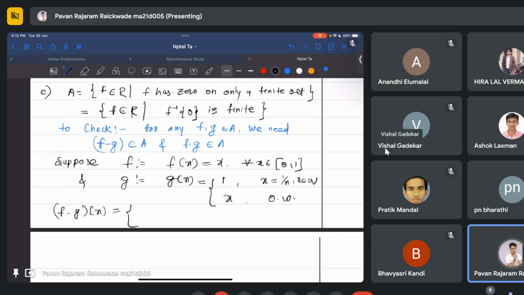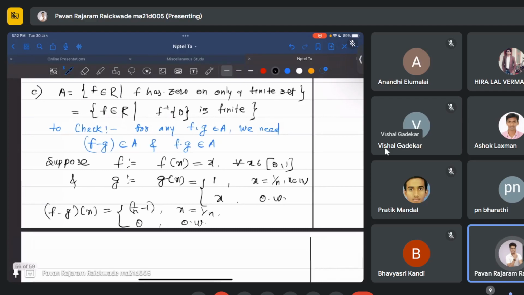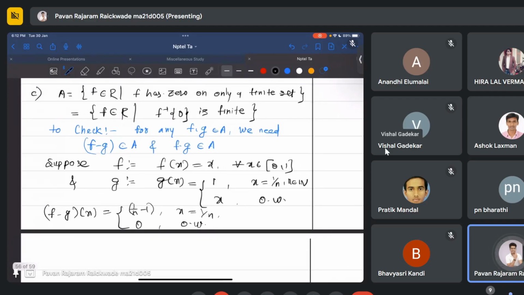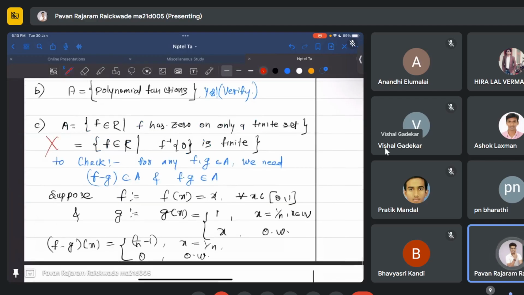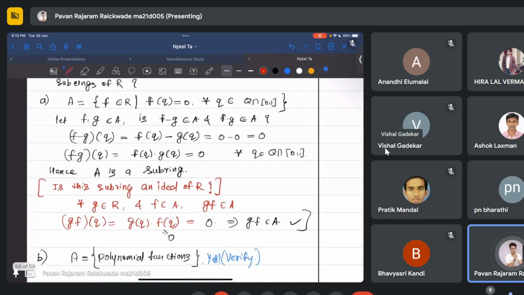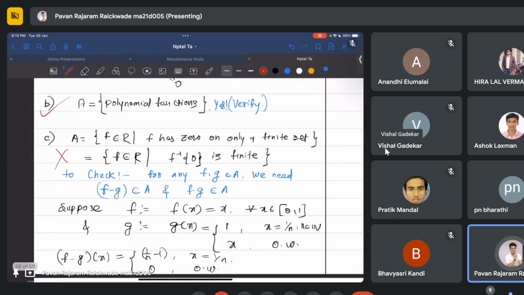f minus g will be 1 by n minus 1 when x equals 1 by n, and otherwise it is 0. So see, f and g both are 0 only on a finite set. f is 0 only at the singleton 0, and g is also 0 only at the singleton 0, right? So both f and g belong to A, but f minus g does not belong to A. f minus g is 0 everywhere except at these 1 by n, so the set of all zeros of f minus g is infinite. So A is a subring, B is a subring, C is not a subring.